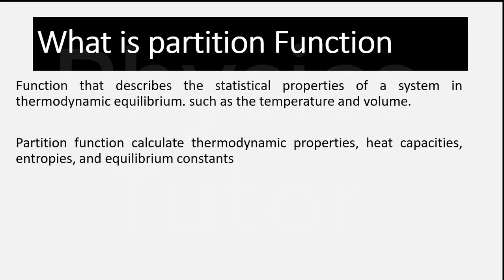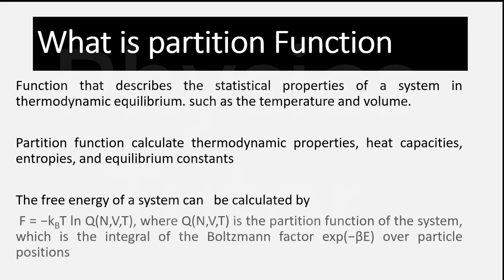So free energy can be calculated by using this formulation: F = -k_B T ln Q(N,V,T). Here N means number of particles, V volume and T temperature, where Q is the partition function of the system, which we use further in this topic, and which is the integral of the Boltzmann factor. Let us calculate all properties of a system by using the partition function.